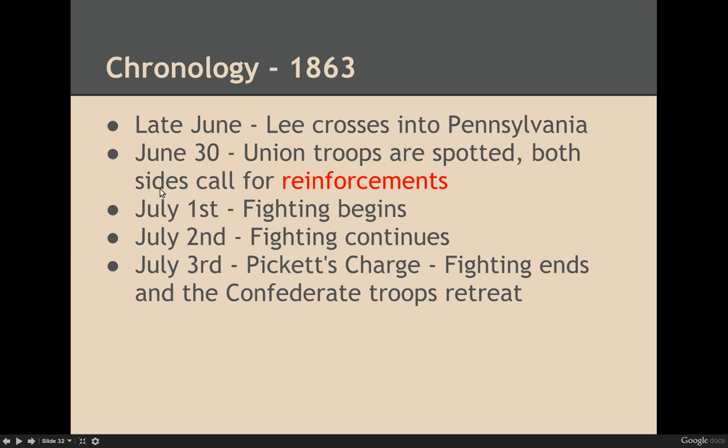What had happened was that Robert E. Lee had been winning a series of battles in Virginia, and he wanted to push north into the Union to show his muster and show that he could win a war in Northern territory, and hopefully get some foreign aid and get the Confederacy recognized as an independent country. So he marched his troops north into Pennsylvania, and on June 30th, again, this is a very simplified version, they came across some Union troops. And rather than duking it out right there, both sides called for reinforcements, and the Battle of Gettysburg began.